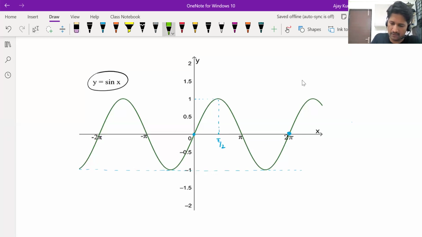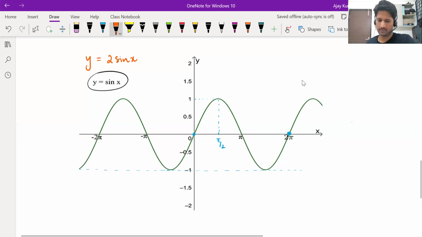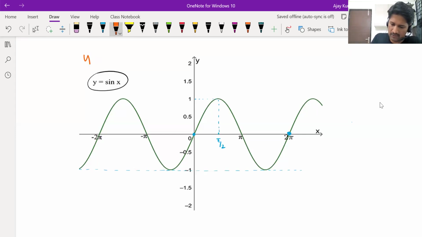So Rishi, you tell me, if the function was, let's say, y is equal to 2 sine x, what would its maximum value be? Oh, sir, +2. Minimum value? -2. Right. So if you generally have y is equal to a sine x, the coefficient of the sine function is a, that function would vary between -a and +a.